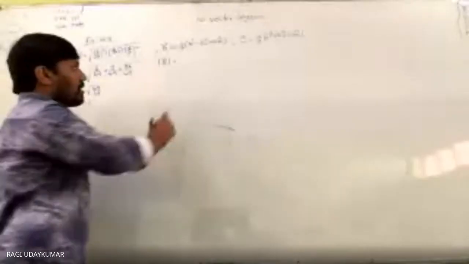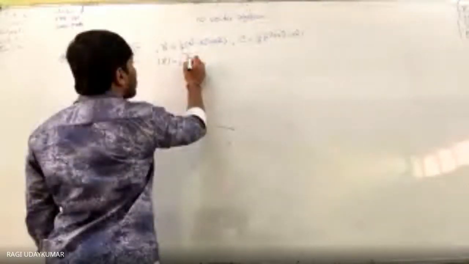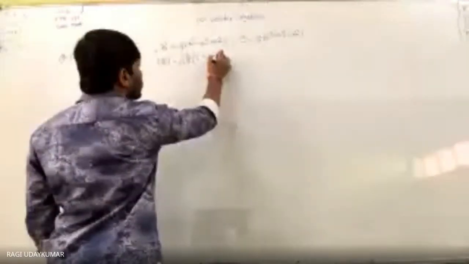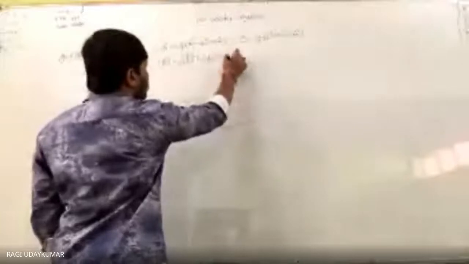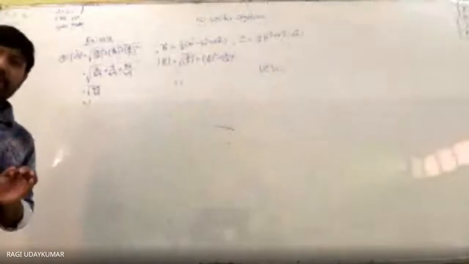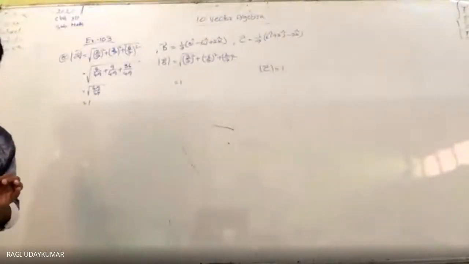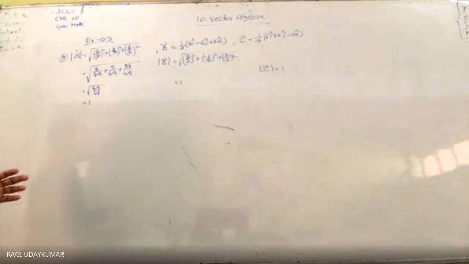So under root of (3/7)² + (-6/7)² + (2/7)². Magnitude of C bar is also equal to 1. So if the magnitude of the vectors is equal to 1, then you can say that the vectors are unit vectors. They are called unit vectors.